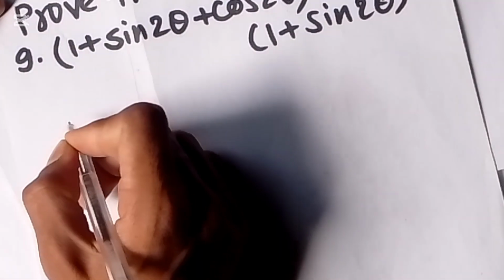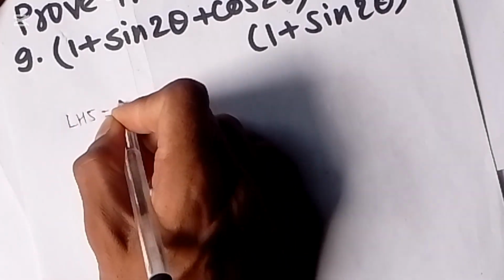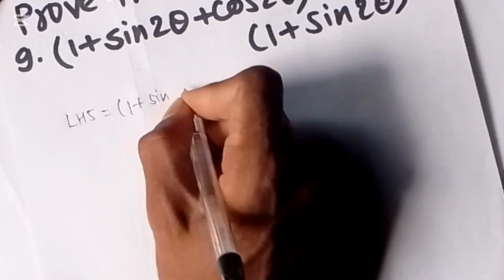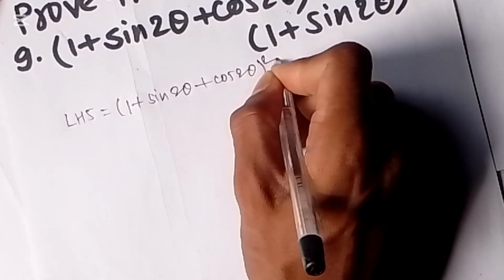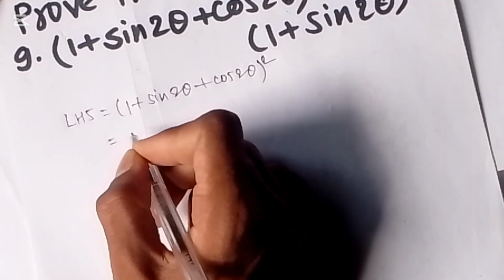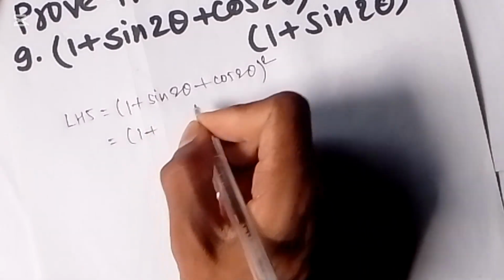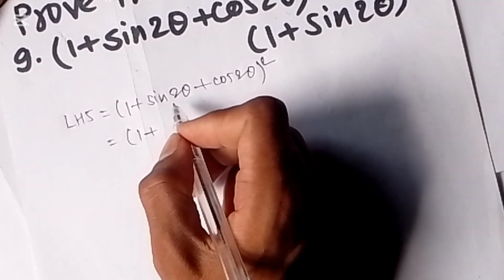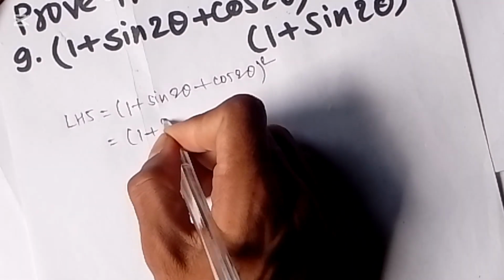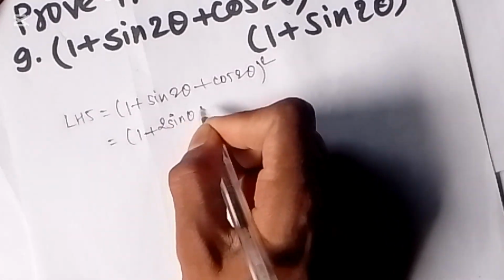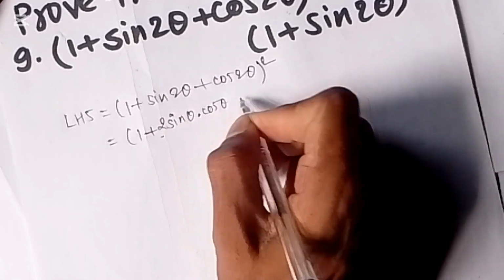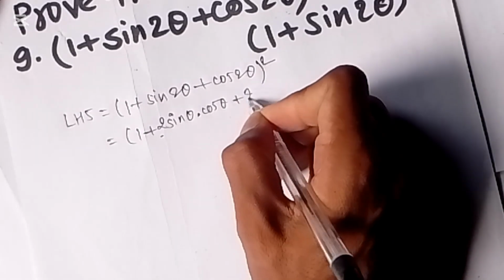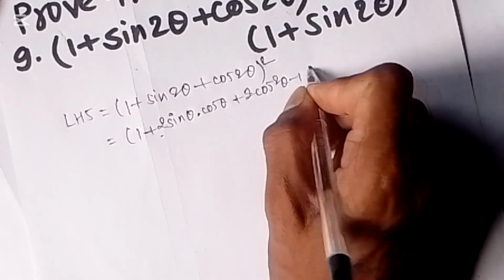Let's begin. First of all we need to take the LHS. As you already know, LHS is equal to (1 + sin 2θ + cos 2θ) whole squared. We are using here the formula of sin 2θ. In the book also the sin 2θ formula is given: sin 2θ is 2 sin θ cos θ, and the cos 2θ formula is 2 cos²θ − 1.